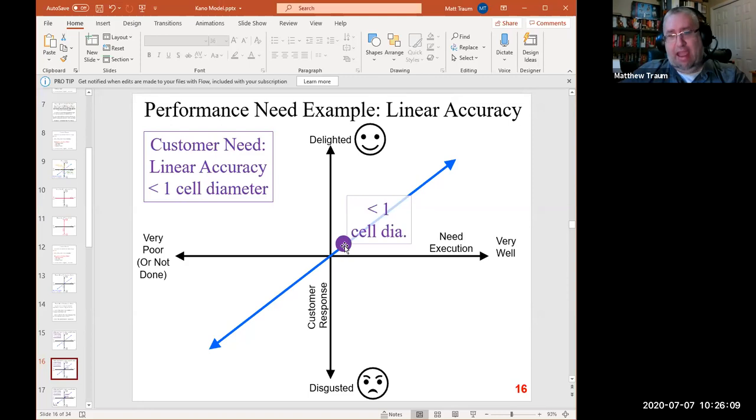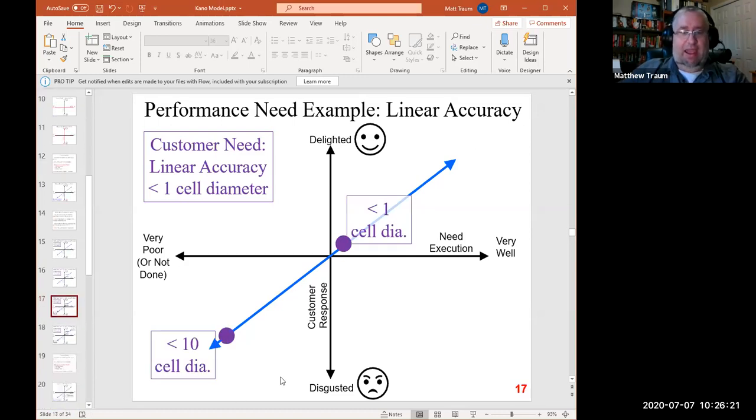And so I'd be executing the need and the customer would be moderately happy about it because that's what he asked for. If instead I executed the customer need by coming up with a 3D bioprinter that has a linear accuracy that's better than 10 cell diameters, not 1, but 10, so it's much less accurate. The customer specifically asked for 1 cell diameter. I gave them 10. It's not good, because I'm less accurate than I was supposed to have been. I am not executing this customer need very well. And as a result, my customer is upset. They are disgusted with me. And they're probably not going to buy my product because it doesn't do what they asked it to do.